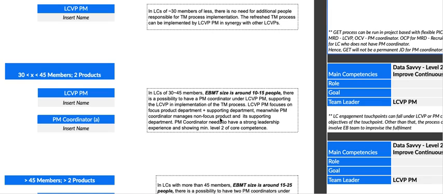So for example, if OGV is your focus product, then it should fall under LCP PM, and the rest like your FL, or B2C if you have B2C. Meanwhile, PM coordinator will be the one managing maybe IGV or IGT or IGE if your LCs are running that as non-focused product. But one thing to take note is that we are not recruiting any newbies for PM back offices, the reason being that a PM coordinator needs to have strong leadership experience and show minimum level 2 of core competence.